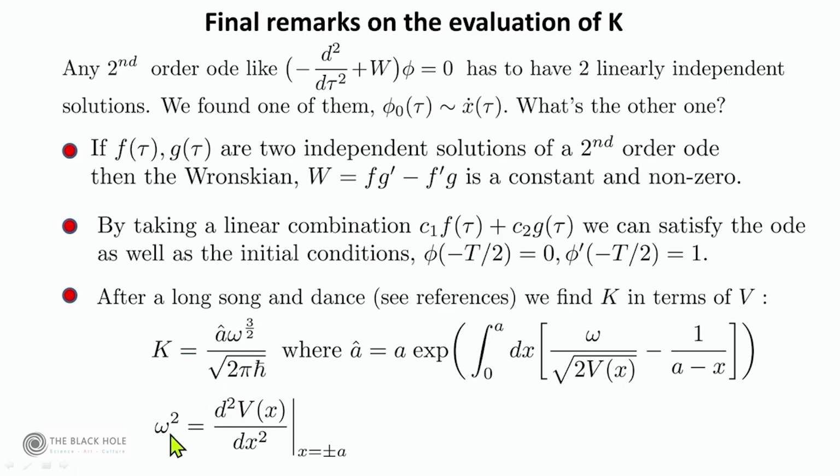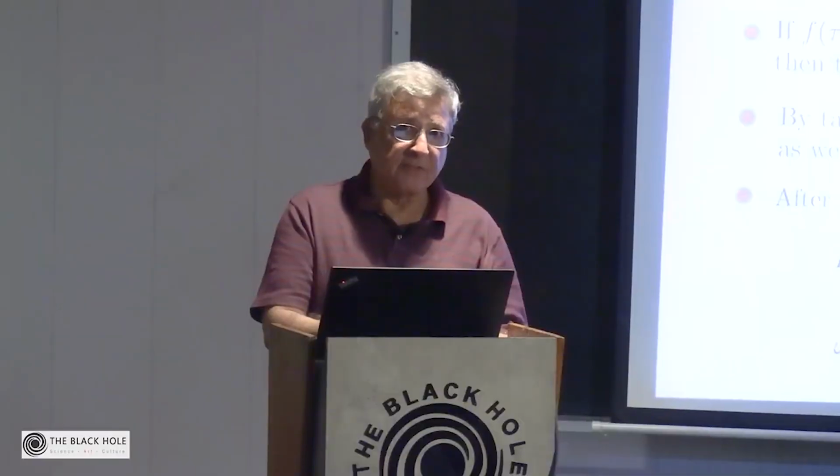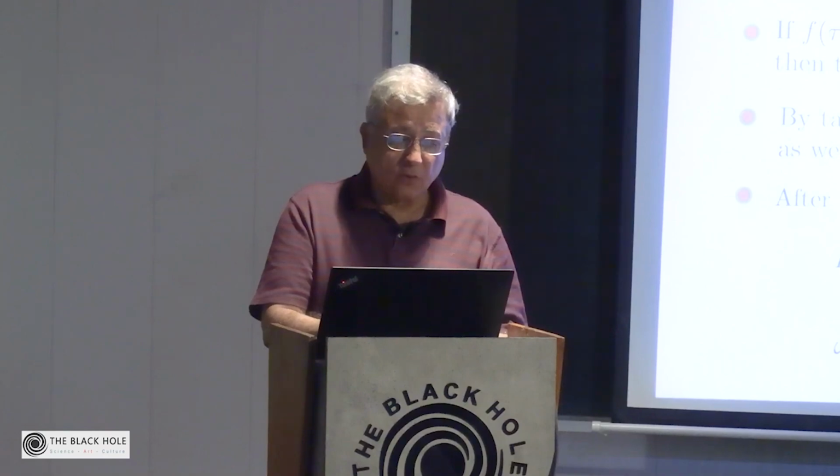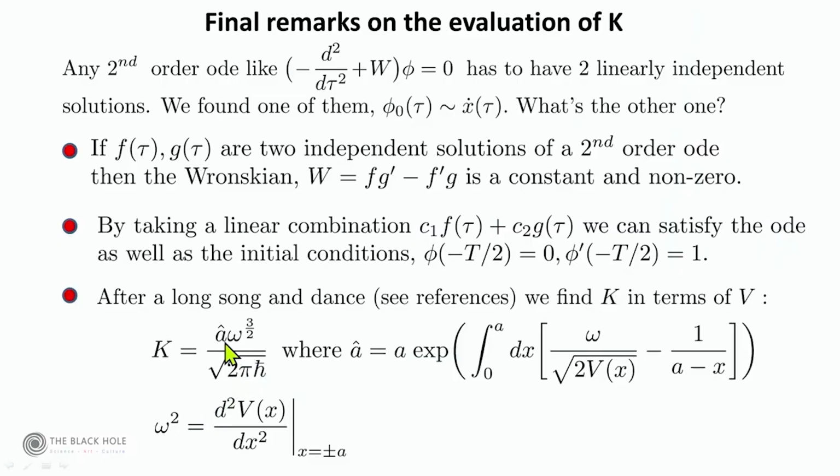What is omega? Omega is the second derivative of the potential at either plus A or minus A. Remember, it's a symmetric potential, and so its second derivative will be symmetric as well. And so this omega is known, of course, that's h bar. And what is this A? Well, this A is the exponential of this thing. So you start from the point minus A and you go to plus A. That's the A over here. You integrate from here to here times this thing.